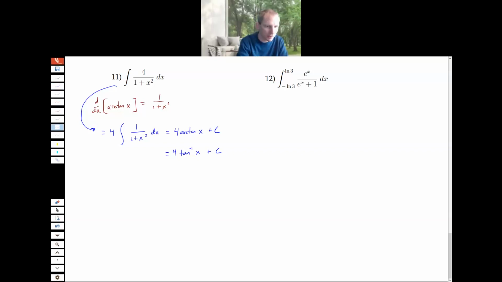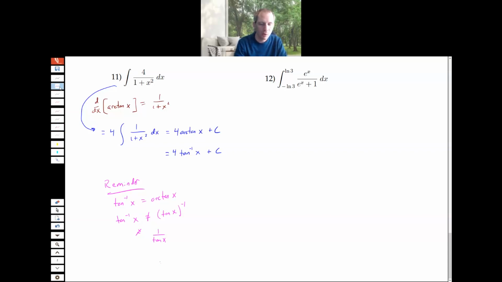So just a reminder, tangent -1 x is arctangent of x. Tangent -1 x is not tangent x to the -1 power. So that means that it is also not 1 over tangent x. So just remember that, be aware of that, and try not to get yourself confused.